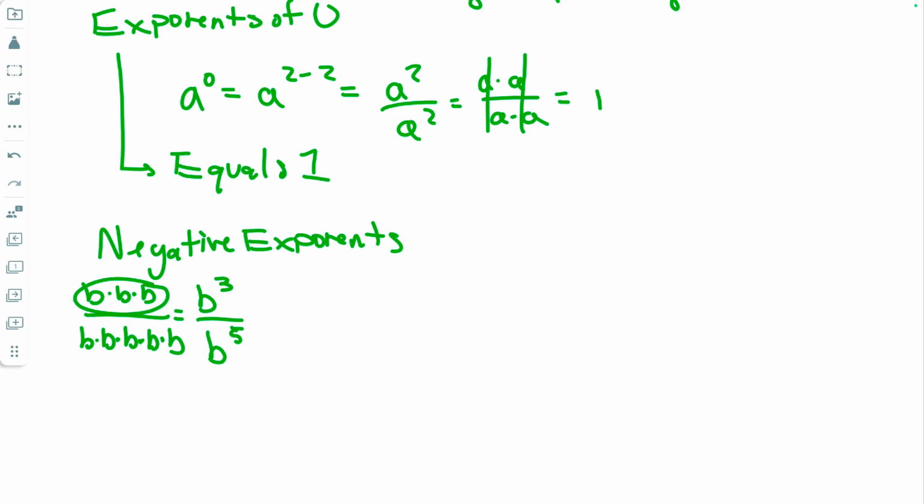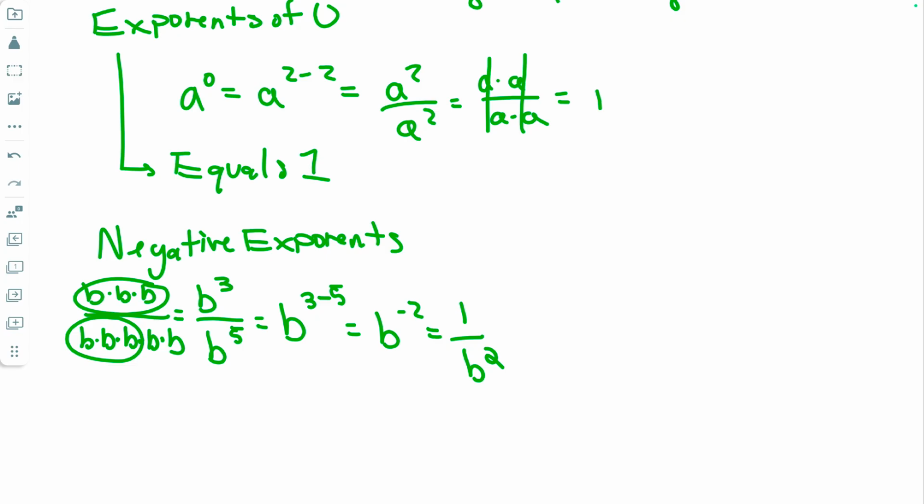These b times b times b on top cancel with b times b times b on the bottom. So I'm left with 1 over b times b. This is because b to the 3rd minus 5 is b to the negative 2, which is 1 over b squared. Okay, so we don't want negative exponents.